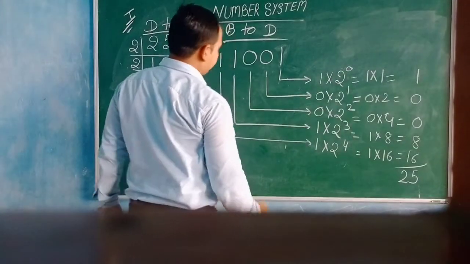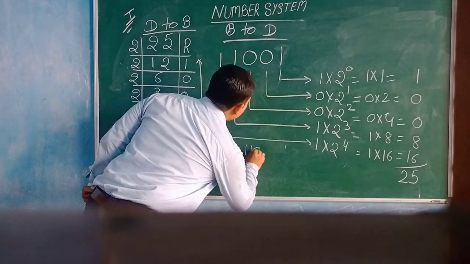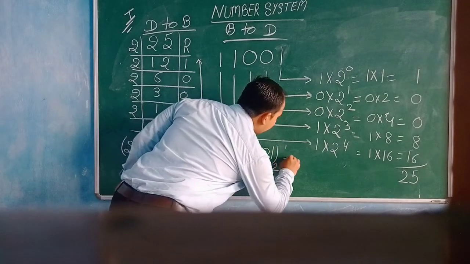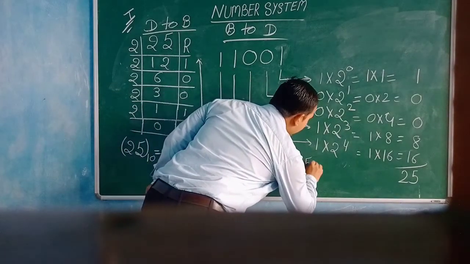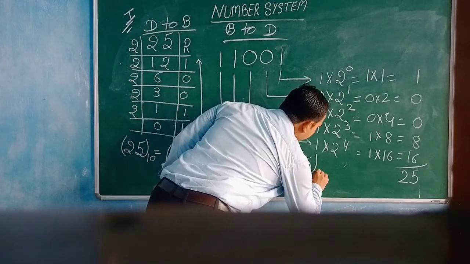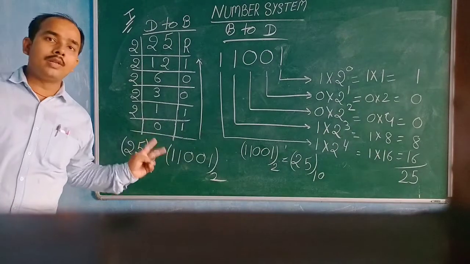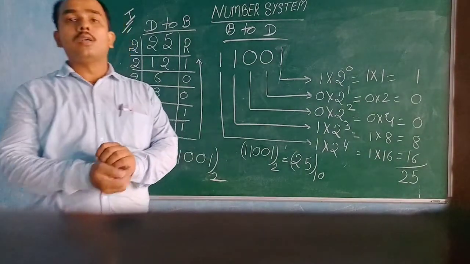So 1, 1, 0, 0, 1 is in the binary number system, and 25 is in the decimal number system. So this way we will check the answer.